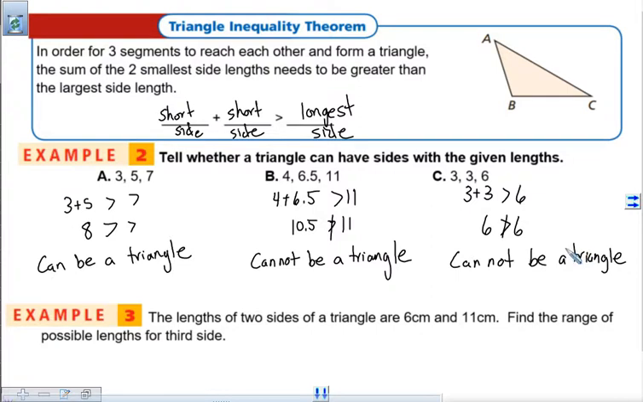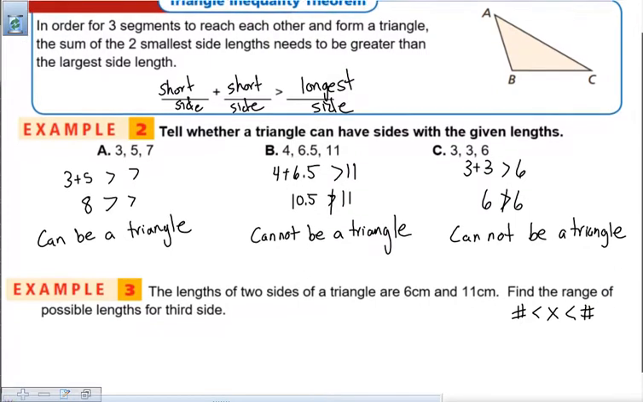On the next one, the lengths of two sides of the triangle are 6 centimeters and 11 centimeters. We want to find the range of possible lengths for the third side. So when you have a range, you have a lower number, less than x, less than a higher number. That's what a range is going to look like in this class.